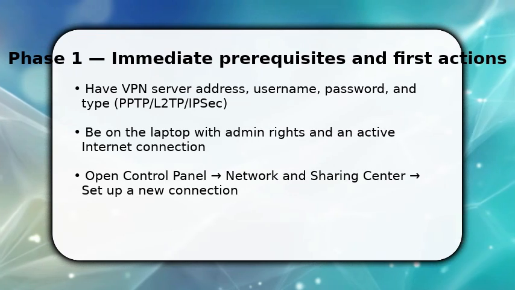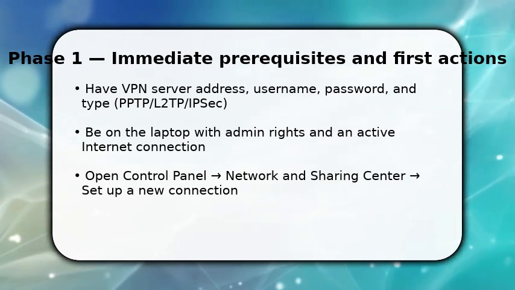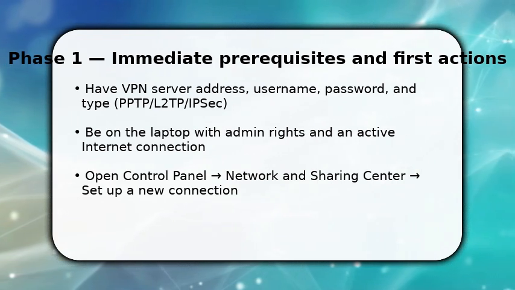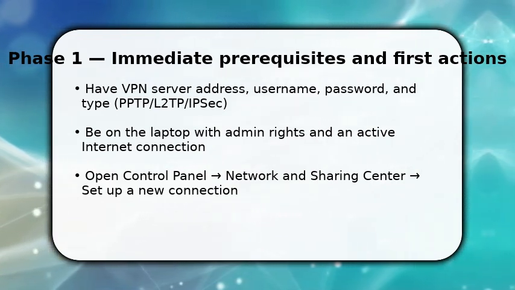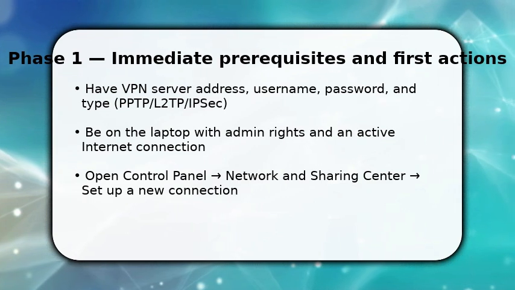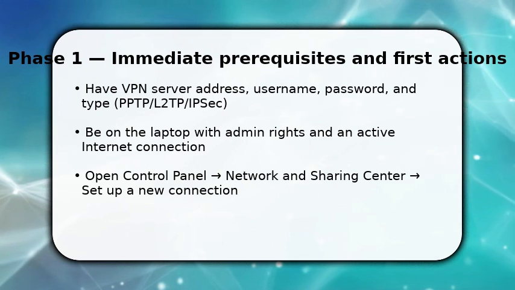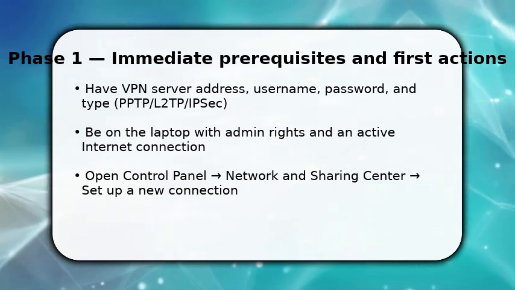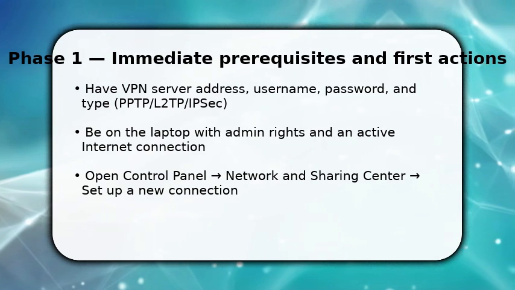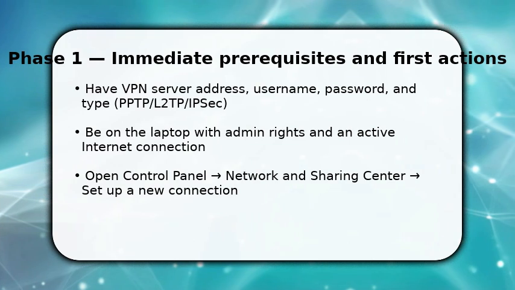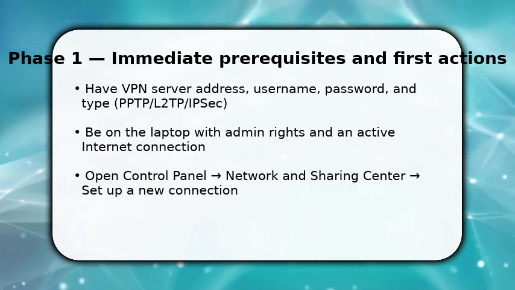You start by preparing credentials and confirming you have admin rights, because Windows 7 needs elevated access to add a VPN. Once done, open Control Panel and go to Network and Sharing Center, then choose Set up a new connection or network. Select Connect to a workplace, then use My Internet Connection, VPN. Enter the server address and a connection name, check Remember My Credentials if private, and click Next so Windows stores the profile securely.